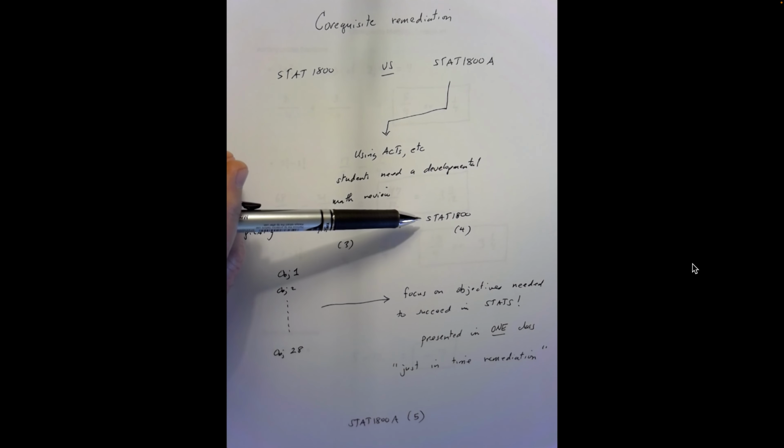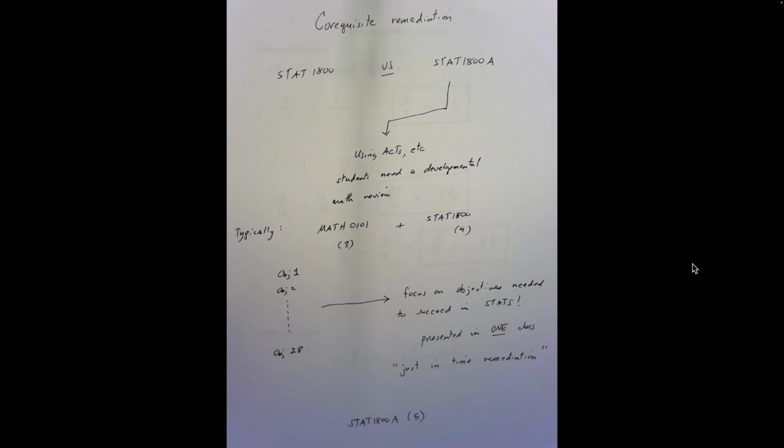So by not being prepared, we've decided that you probably need a brush up on some developmental math content. So typically what would happen is the student would take Math 0101, which is our developmental math course that leads into Stat 1800. So in one semester you would take this class, which is 3 credit hours, and the next semester or a semester after you would take Stat 1800, which is 4 credits. So you would spend 2 semesters and you would pay for 7 credits.